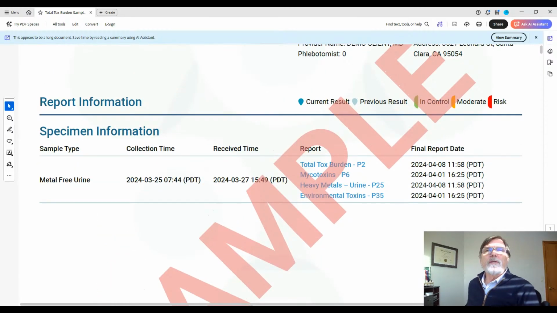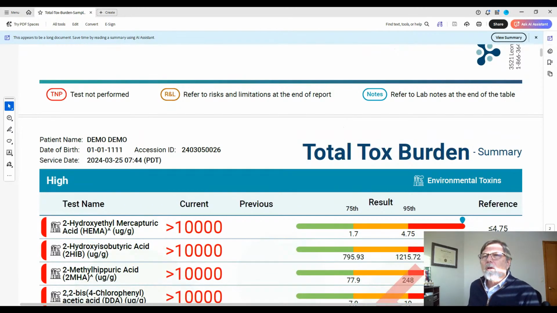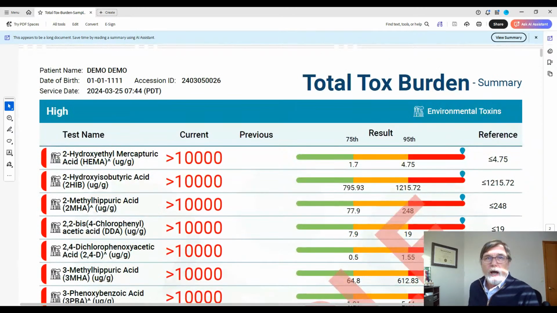Okay, so this is a total toxic burden from Vibrant Laboratory, but many labs do a total toxic burden. In this case, the total toxic burden consists of a mycotoxin test, a heavy metal test, an environmental toxin test. And this is a sample report, so it's not an individual. All of the tests will be extremely high because this is just the sample report, and they wanted to put all of the commentary in it.